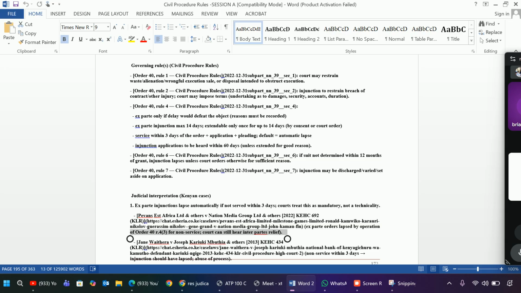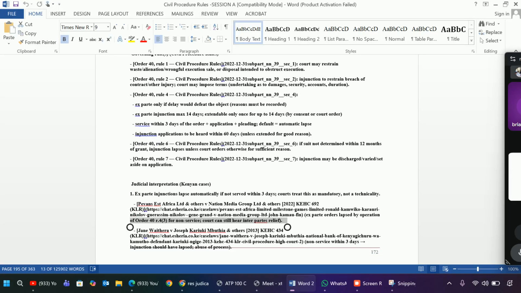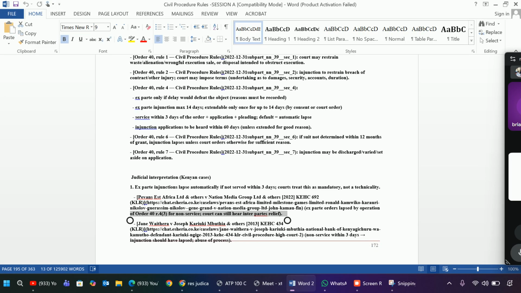Injunction applications to be heard within 60 days unless extended for good reasons. Rule 6 provides that if the suit is not determined within 12 months of grant, the injunction lapses unless the court orders otherwise for sufficient reason.